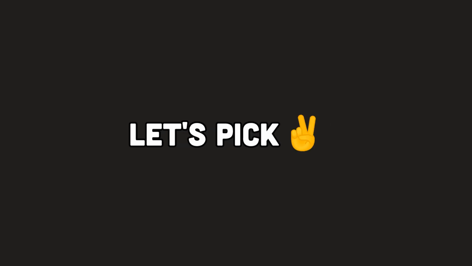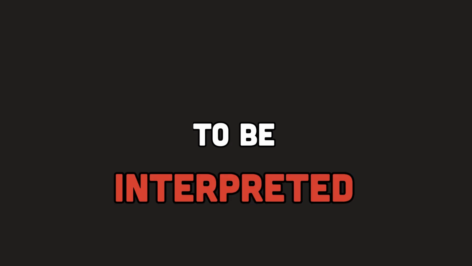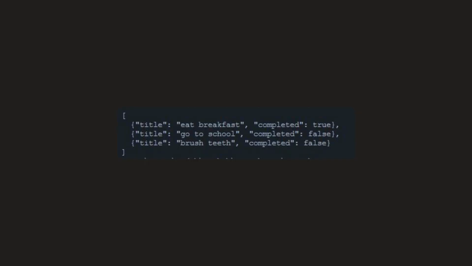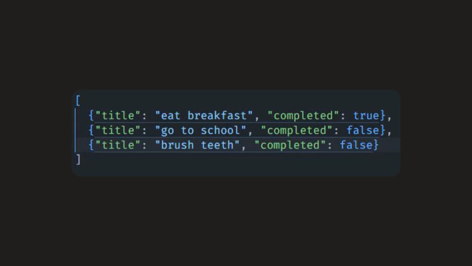To test our backend API, let's pick two functions that don't currently exist but are easy to be interpreted. We'll just simply wrap these functions inside of our call function, like so. And in case it isn't obvious, the add to list function in this case should add the string and completed status to our JSON file, and the return all items function should return the current JSON file data. And this is the expected console output that we successfully received. We can even verify that the JSON file data has been updated as well.